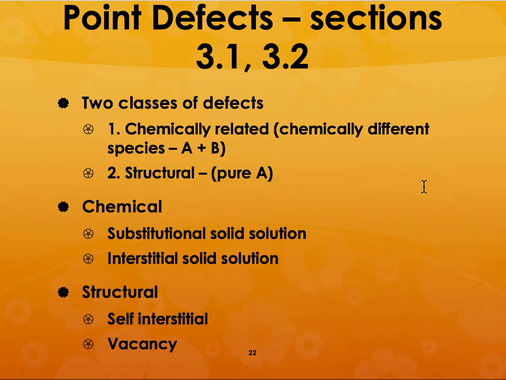The chemically related species are where you have what is called a solid solution. There are 2 types of solid solutions. One is a substitutional solid solution. The other one is an interstitial solid solution. In the case of structural defects, you can have what is called self-interstitials, where you have the same atomic species in between positions where it is not supposed to be. And the most common one is where you have a vacancy or multiple vacancies in the crystal lattice.